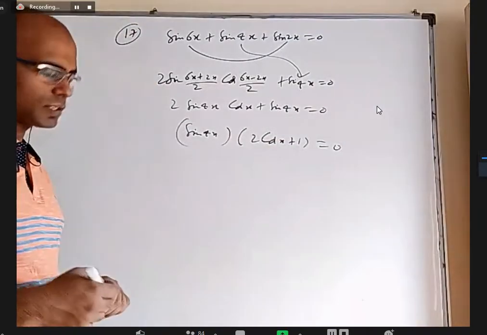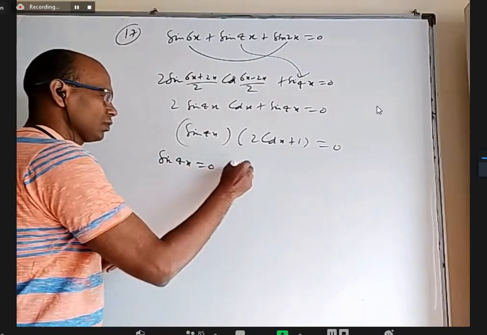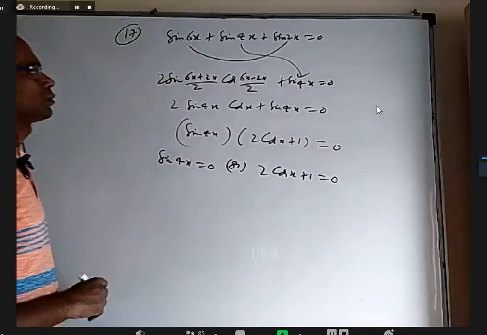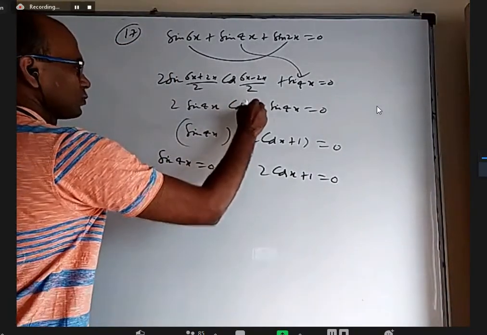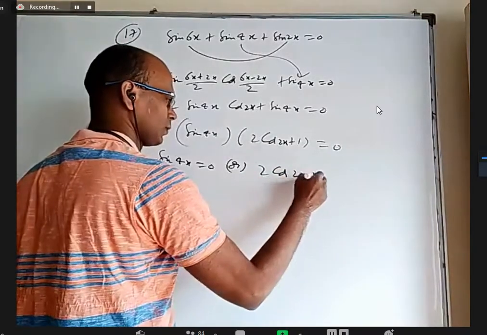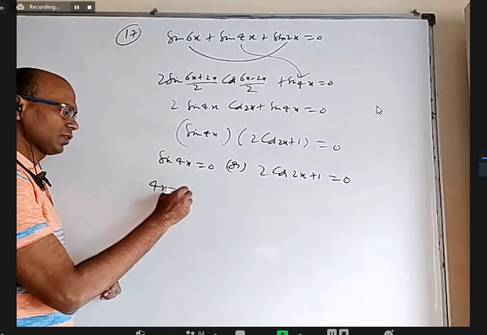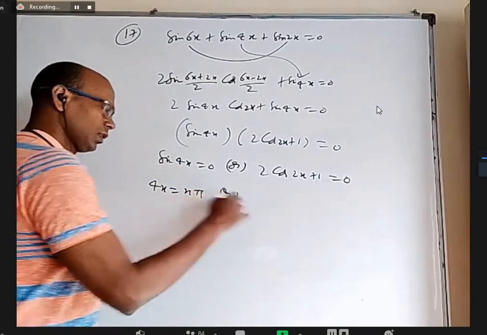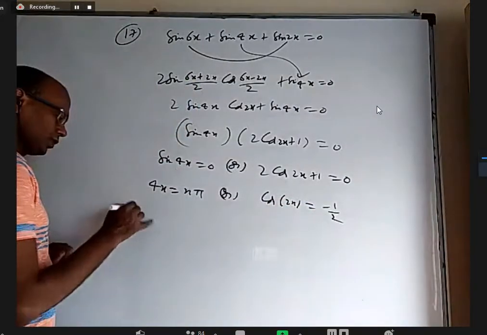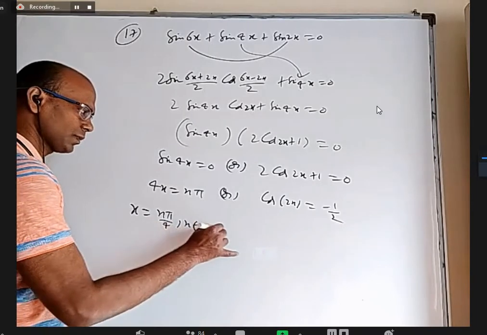When product of two things is 0, either this is 0 or this is 0. Sin 4x equal to 0 or... Sir, it's 2 cos 2x, sir. Cos 2x? Yeah, okay, thank you. There's a 2 cos 2x. So sin 4x equal to 0 means 4x equal to n pi, or cos 2x equal to minus 1 by 2. So this is x is equal to n pi by 4, where n belongs to Z.